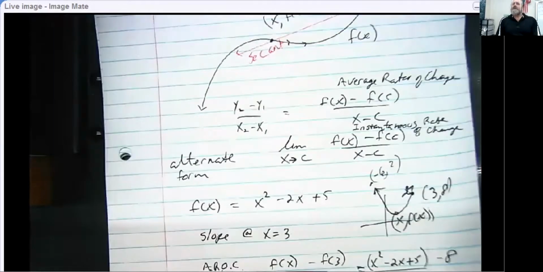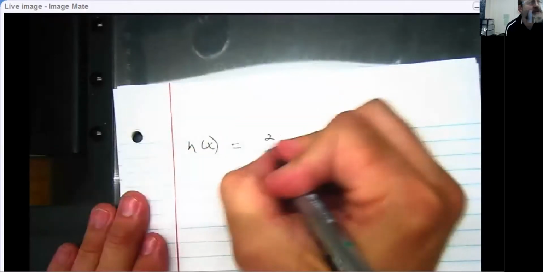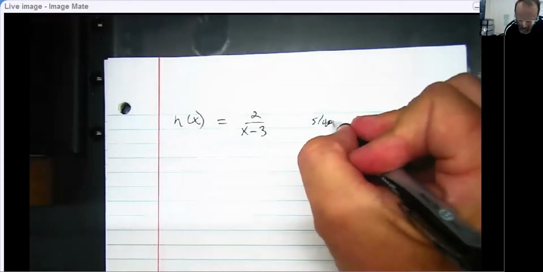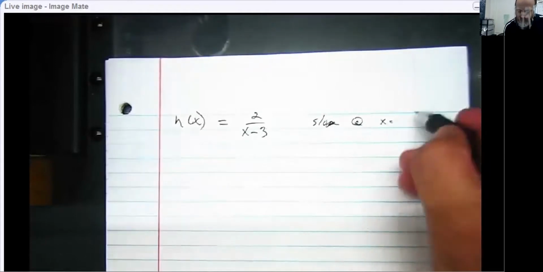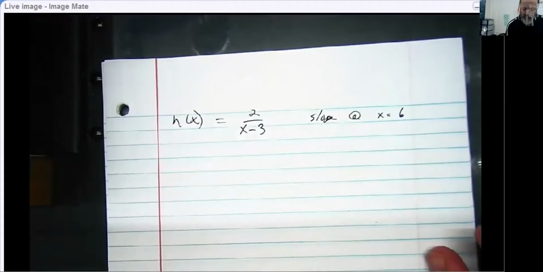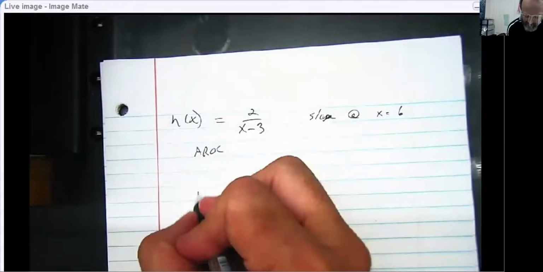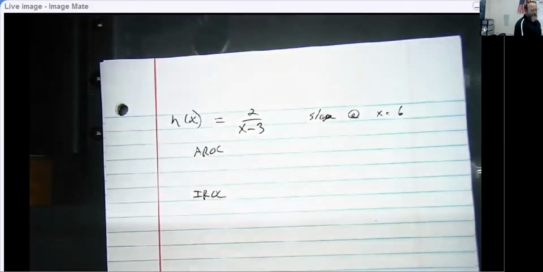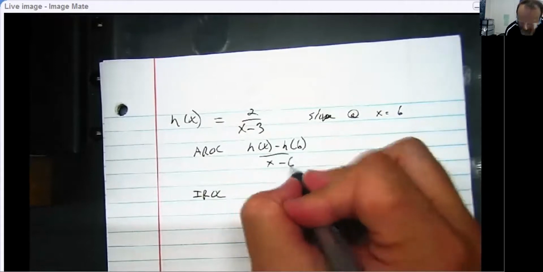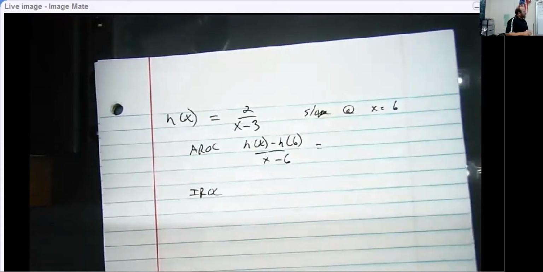So let me see if you guys can try one of those yourself, okay? So here's h of x. H of x is the equation 2 over x minus 3. And I want to know the slope at x equals, I'm going to go with 6. So let's find AROC and IROC at x equals 6. So I kind of set it up. That's kind of the way it works.